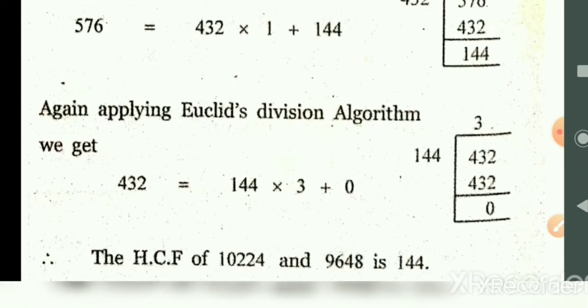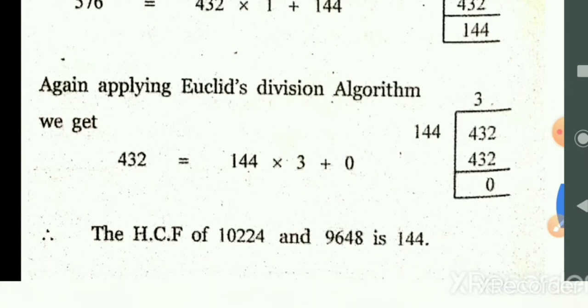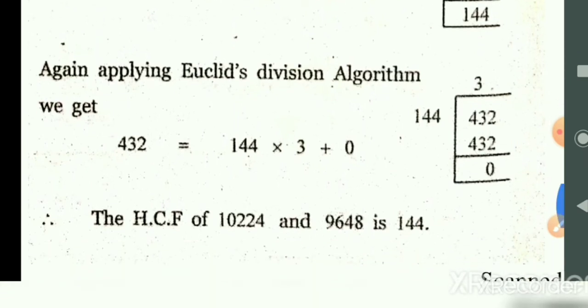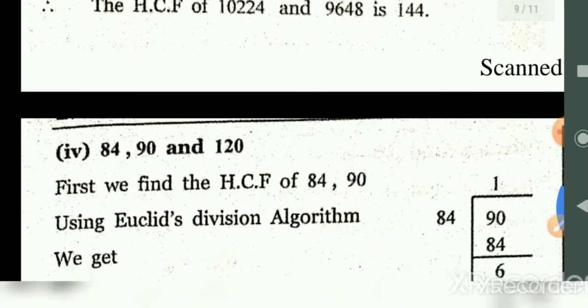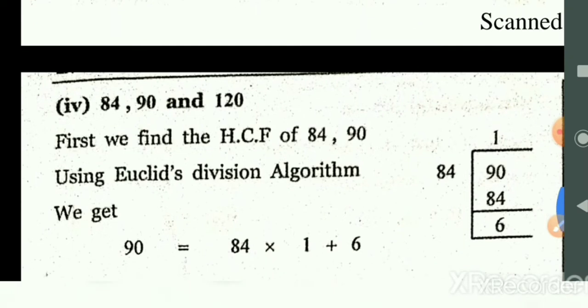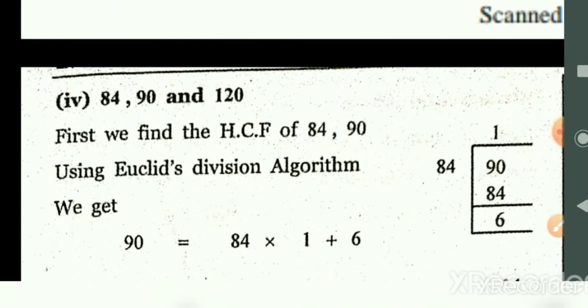Then 432 equals 144 into 3 plus 0. Now only we get the remainder 0. So what is the divisor? 144. So the HCF of 10,224 and 9,648 is 144. So next question, the fourth subdivision. This is one of the important ones, the same as the example sum: 84, 90 and 120.